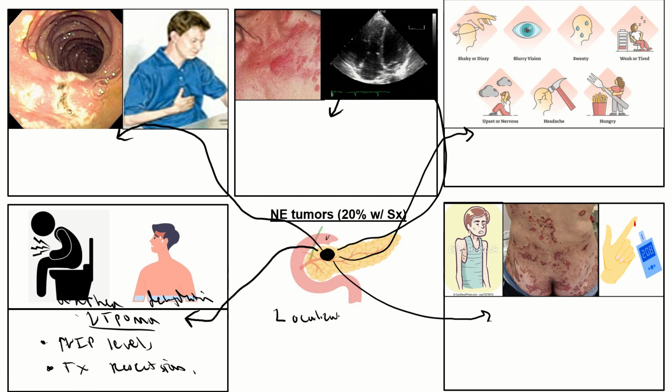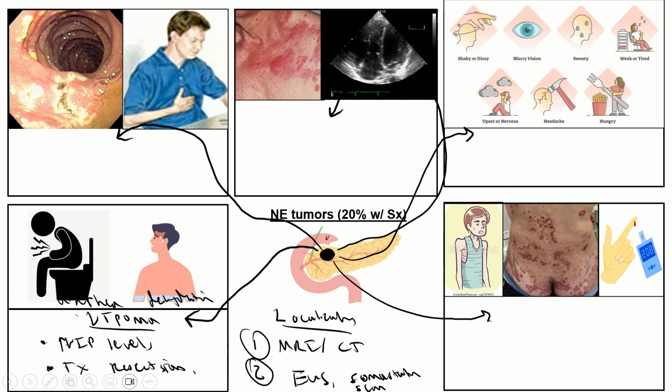And your first line for localization is really going to be an MRI or a CT of the abdomen. Sometimes they can be small, and if you have a very high suspicion and you think there's a small one, the next thing you can do is EUS, or you can do a somatostatin scan-based modality. So somatostatin scintigraphy is one of them, or you can do a PET scan that looks for octreotide uptake as well. So those are going to be your second line if you have a high suspicion and you think it's too small for an MRI or CT to pick up.